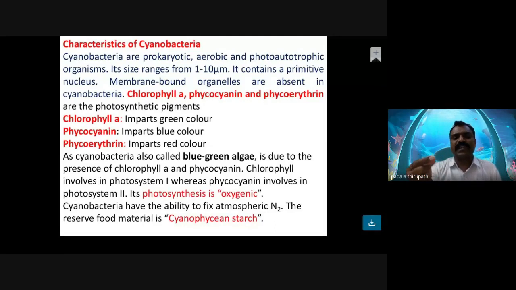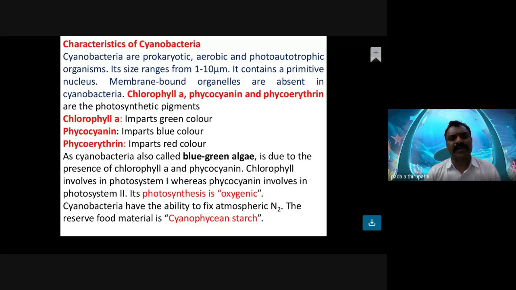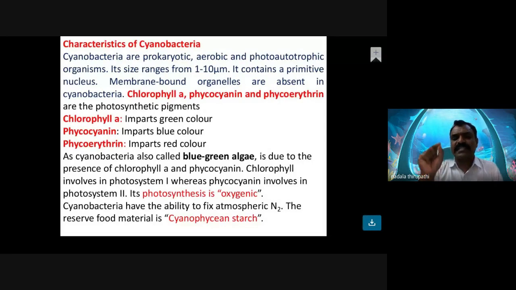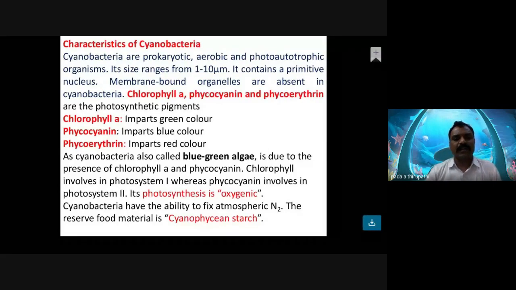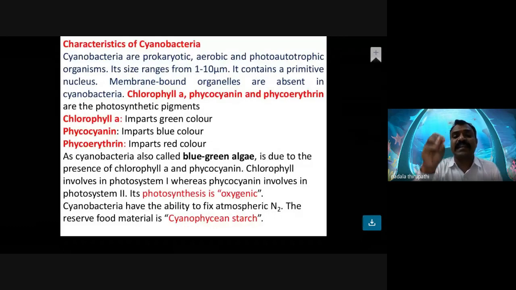So phycoerythrin, phyco means plants. They are present in plants, especially in cyanobacteria, cyanophycean members. So phycoerythrin is responsible for the red color, phycocyanin imparts blue color, and chlorophyll A belongs to green color. So these colors are mingled, and that is the color appearance of the cyanobacteria members to our naked eye.